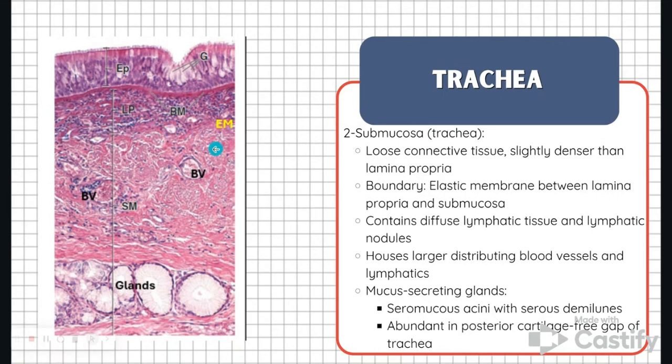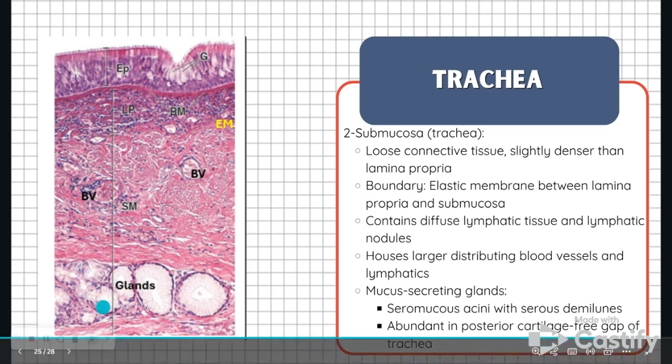submucosa, okay? We're going to contain diffuse lymphatic tissue, lymphatic nodules, more blood vessels. It houses larger distributing blood vessels. We have bigger blood vessels, okay? We have mucus secreting glands. All of these, again, they're going to be in the submucosa, okay?